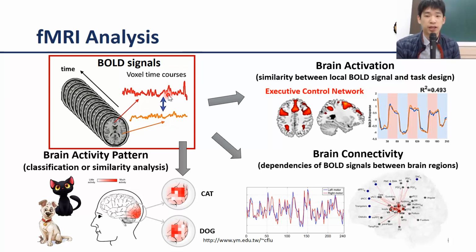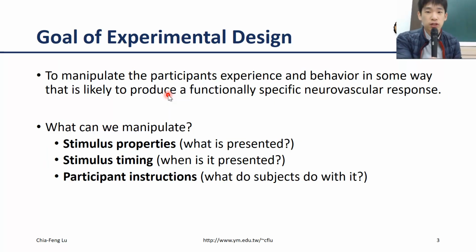So I'm going to spend around 2 hours. In the first hour, I'm going to talk about the general idea of what types of design we can use for fMRI. And then in the second hour, I'd like to talk about two different kinds of stimulus timing arrangement that we call the block design and the event-related design. Okay, so let's start from the very first part.